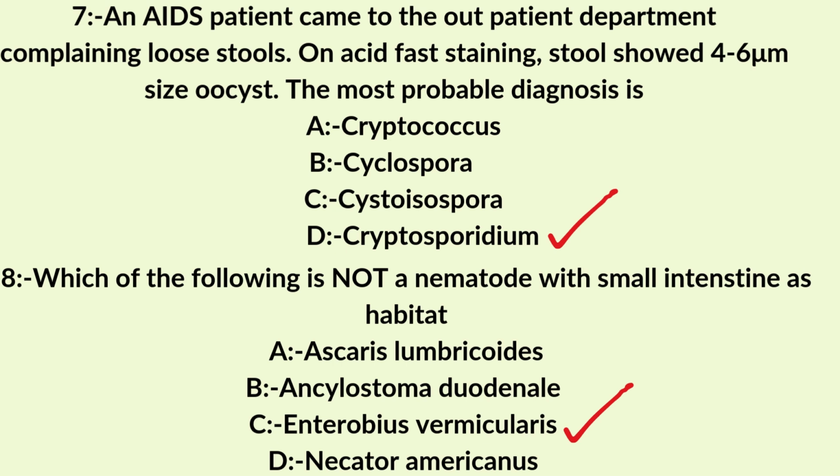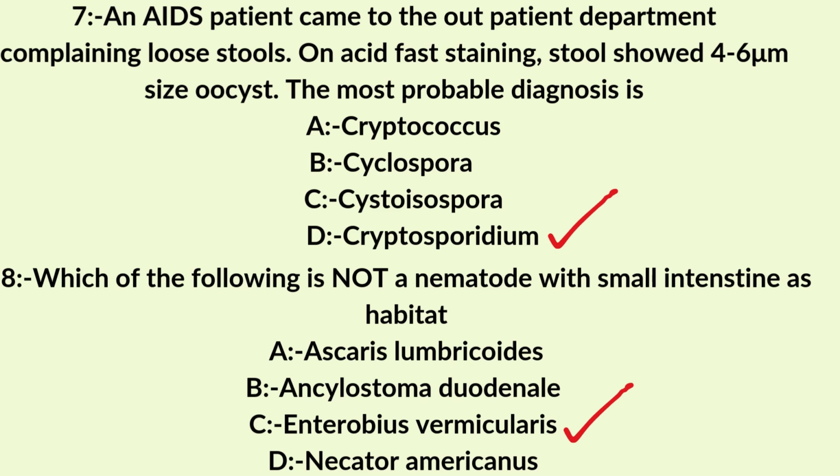Next one, an AIDS patient came to the outpatient department complaining of loose stools. On acid-fast staining, stool showed 4 to 6 micrometer size oocysts. The most probable diagnosis is, options: Cryptococcus, Cyclospora, Cystoisospora, Cryptosporidium. Answer is option D, Cryptosporidium. Cryptosporidiosis mainly affects immunocompromised individuals. As you all know, AIDS patients are immunodeficient, so this condition, chronic diarrhea due to cryptosporidiosis, can be seen in AIDS patients.